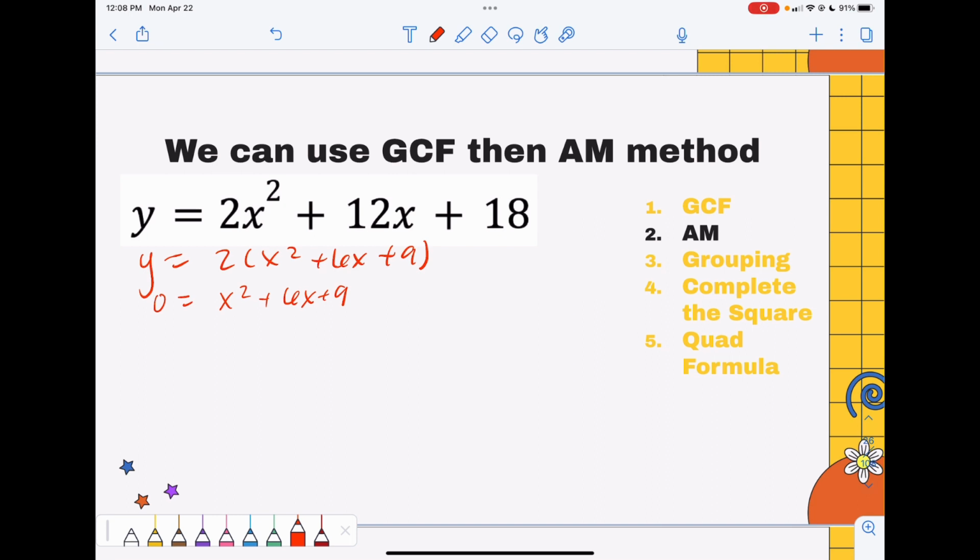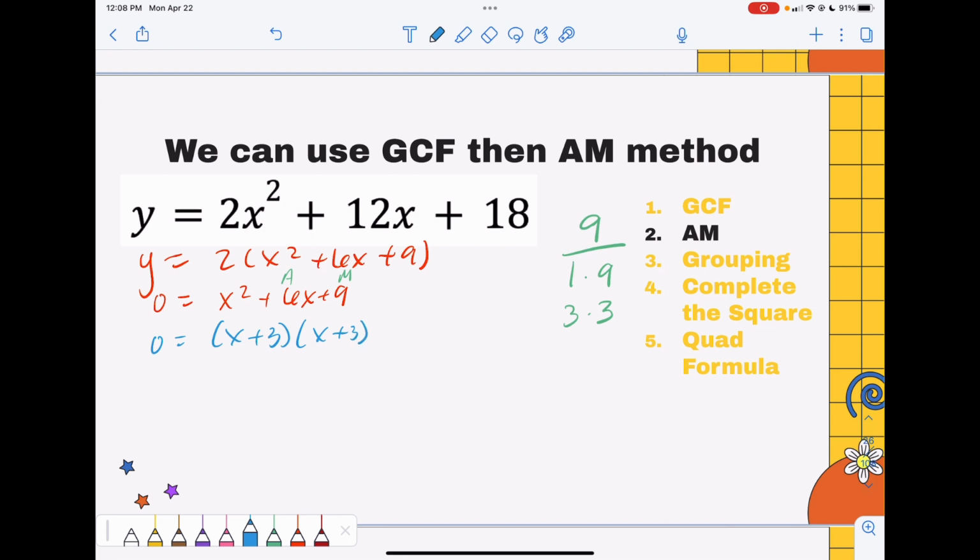Now that I have this, I can use the AM method as we did in the previous lesson. What adds to 6 and multiplies to 9? Factor pairs of 9 are 1 times 9 and 3 times 3. The only factor pair here that would ever give me 6 is 3 and 3. So I'm going to say that 0 is equal to my factored form, x plus 3 times x plus 3.